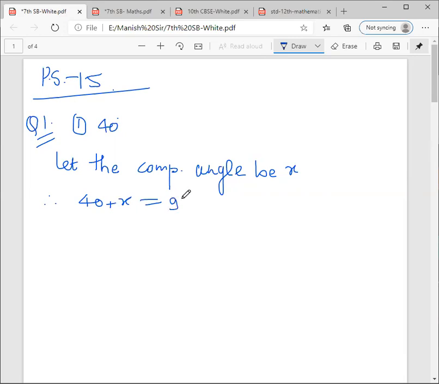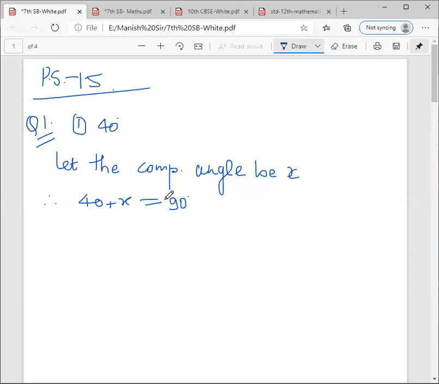Maybe a few students will ask, sir, is it necessary that we take X every time? No, if you like M, you can take M, that is also okay. If you want to take R, you can take R also, no issues. If you want to take P, you can take P also. Understood? You can take any variable at this place. You have to define one variable, and that variable you have to find, and that becomes your complementary angle. So I'm writing X at this place.